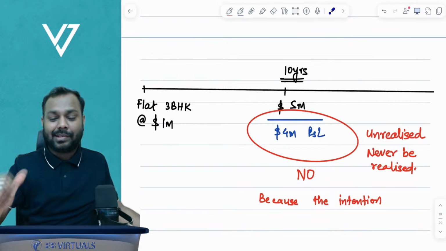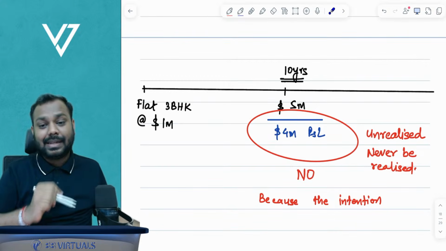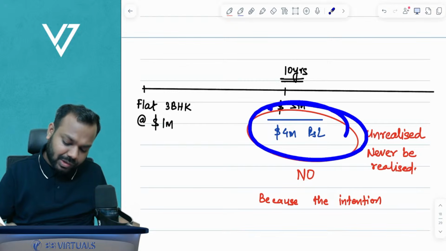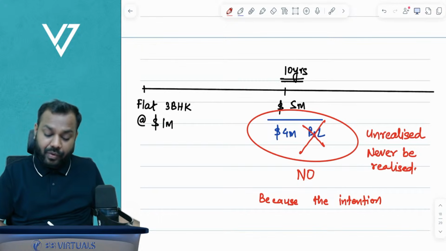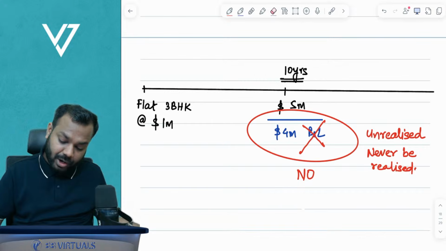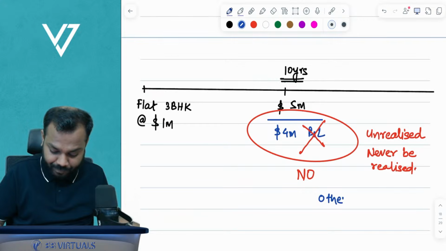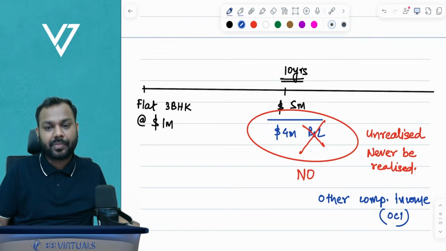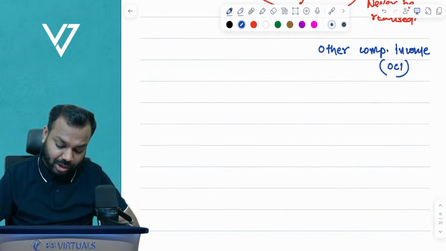Are you getting my point, guys? Come on, tell me, please. That is the reason why we do not record this gain or loss in P&L. Where do we record it? We record it in other comprehensive income, OCI. Is that clear, everyone? Now let us draw the diagram.